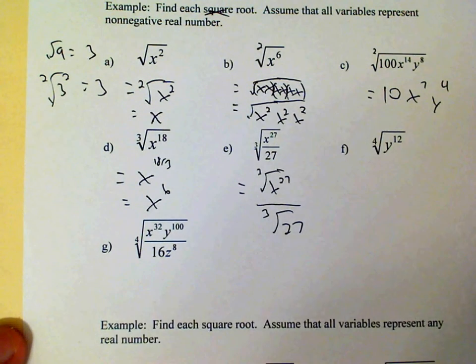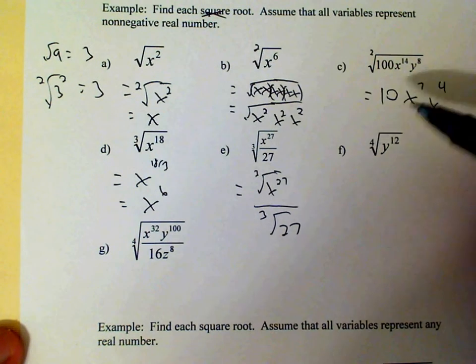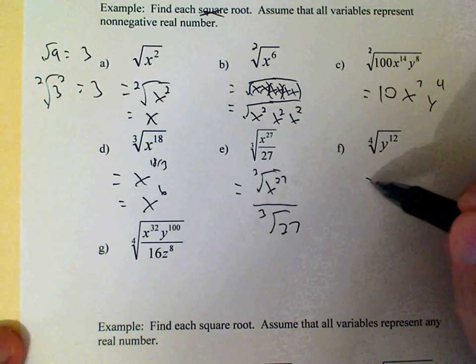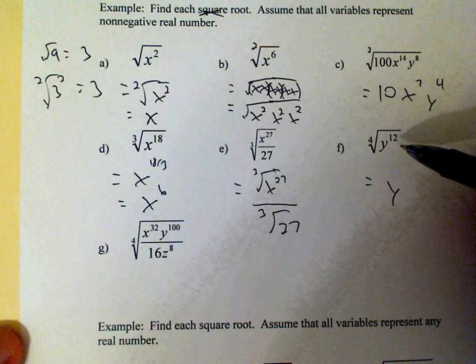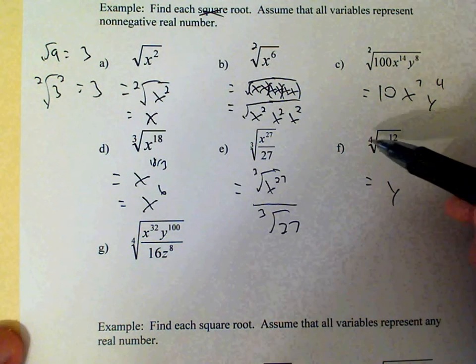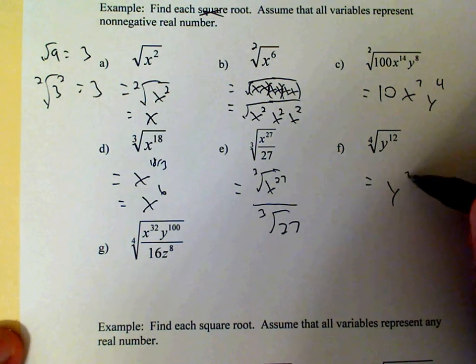Let's look at the fourth root of y to the 12th. That's saying how many y to the 4th are there in y to the 12th? Well, 4 goes into 12 3 times. That's your answer.